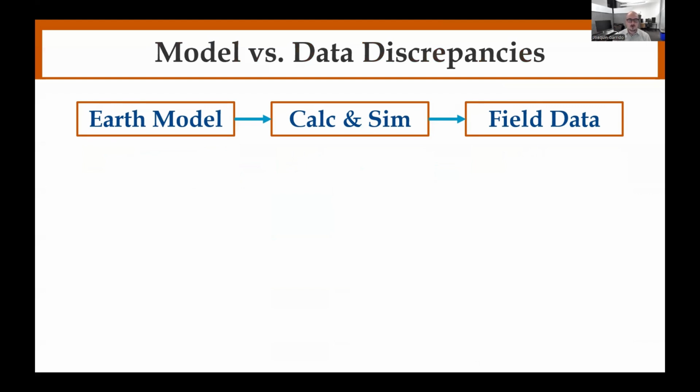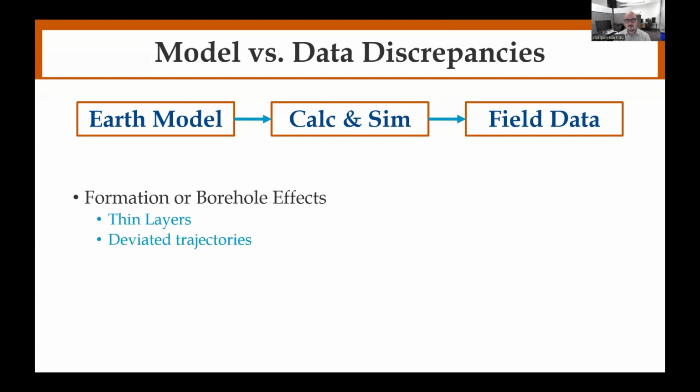With that workflow in mind, Earth model to calculations and simulations to field data, we're going to think about cases, for example, due to formation or borehole effects. If you have thin layers, the field data is not going to be a true reproduction of the Earth model because you have shoulder bed effects. Also, if the trajectory is deviated, you're probably going to be off because the tools are measuring layers that are different than the layer that you're thinking. They're going to be measuring a combination of layers, similar to the shoulder bed effect, but slightly different.